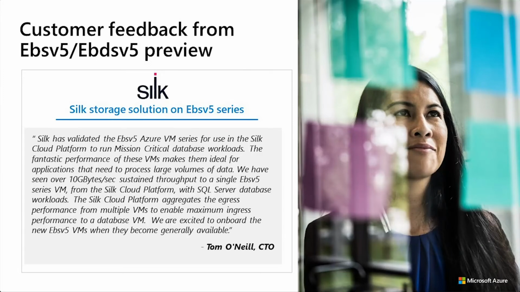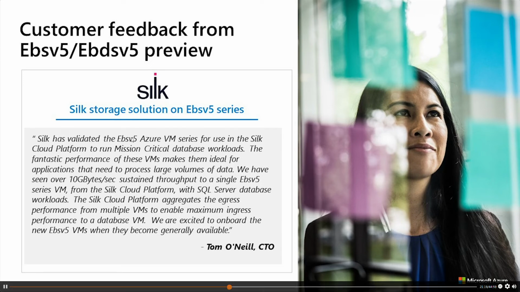Silk is a virtual SAN solution for applications that demand high I/O throughput at low latency. The Silk platform aggregates the egress performance from multiple VMs to enable maximum ingress performance to a single database VM. With the EBS V5 series, Silk measured 10 gigabytes per second sustained throughput to a single SQL Server DB.